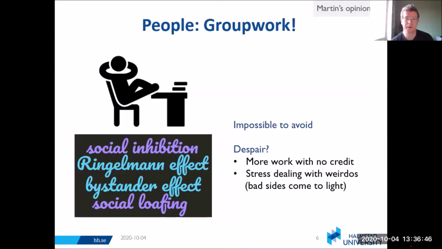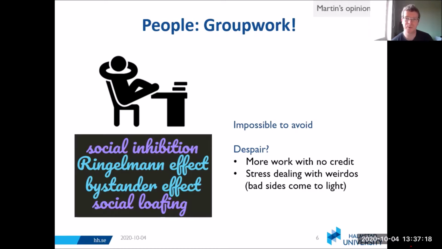Group work. When you design systems, it's impossible to avoid people in groups. You'll have to work with other people. For some, this might even conjure a little bit of a feeling of despair. Maybe you're going to have to do more work. You'll have to do sometimes other people's work, and you won't get any credit for it. There's also some social stress if you have to deal with people who are difficult.